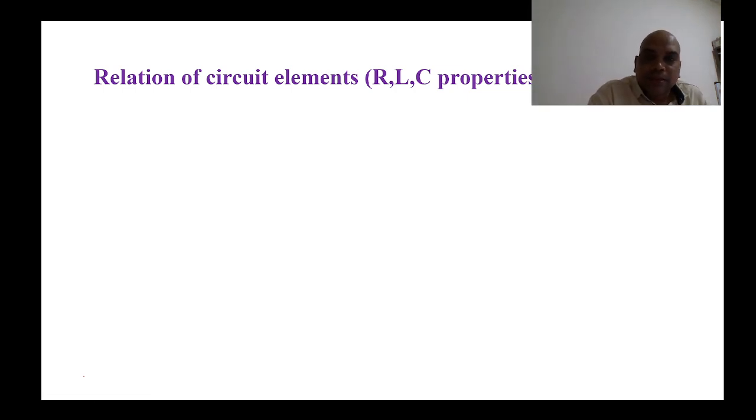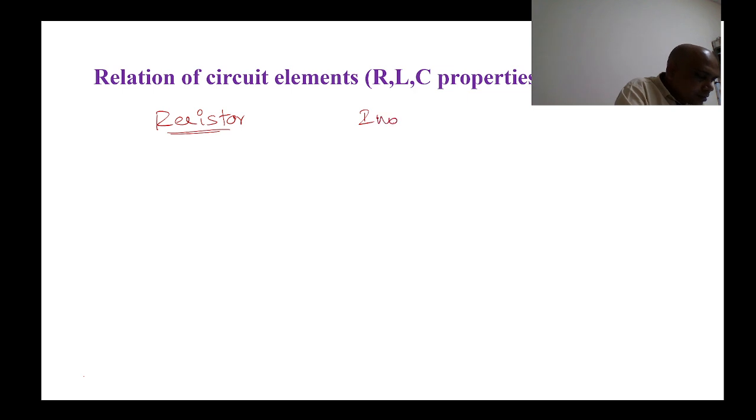So, in the previous video, we discussed Ohm's law and time varying magnetic field. In this session, we'll discuss the properties of RLC components and their units also. First, we'll discuss resistance, resistor, inductor, capacitor.